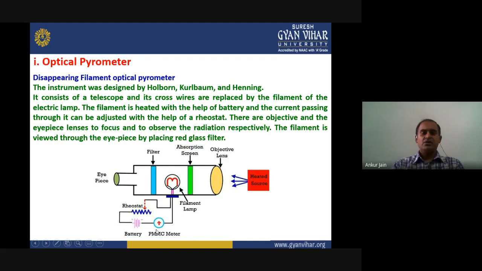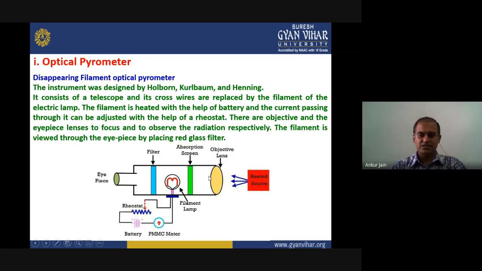These are the external circuit. In the telescope, as you know, we have two lenses: one is the eyepiece lens and another one is the objective lens. We can use these lenses to adjust the focus and to observe the radiation respectively. This is the heat source which is emitting radiation.